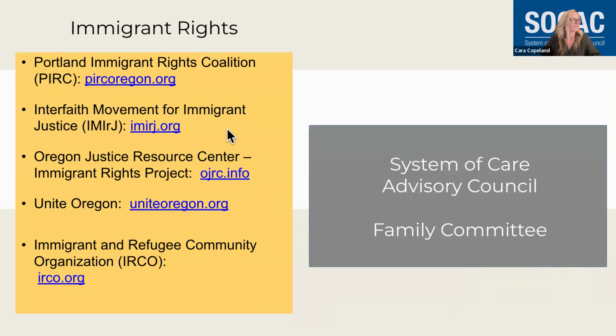If it's an immigrant rights issue, here are several considerations: the Portland Immigrant Rights Coalition, the Interfaith Movement for Immigrant Justice, Oregon Justice Resource Center, Immigrant Rights Project, Unite Oregon, or ERCO, the Immigrant and Refugee Community Organization. Of course, there are many organizations in Oregon. These are just a few for you to consider. You also might consider reaching out to the System of Care Advisory Council and their family committee. That is a great place to share your needs and find organizations that are advocating for the issues that you care about.